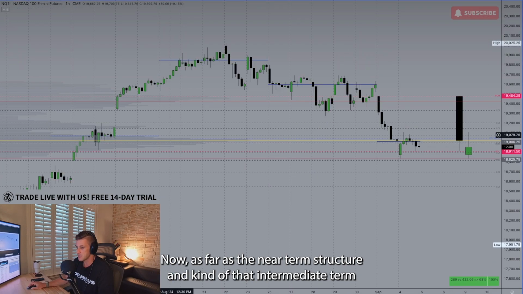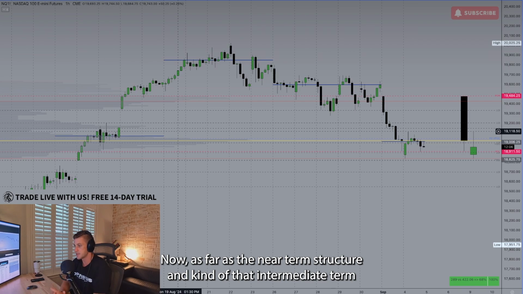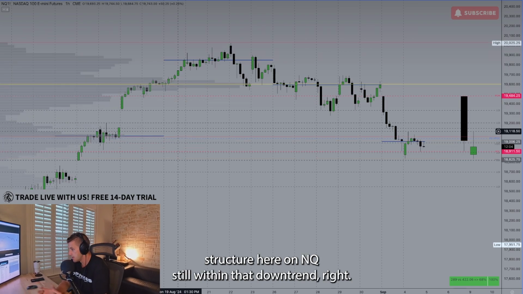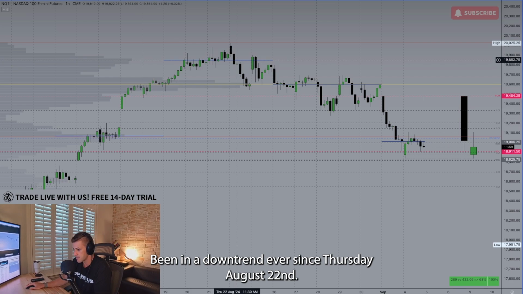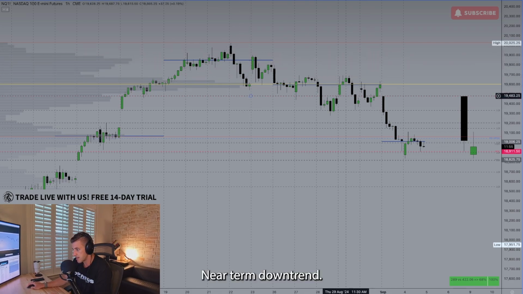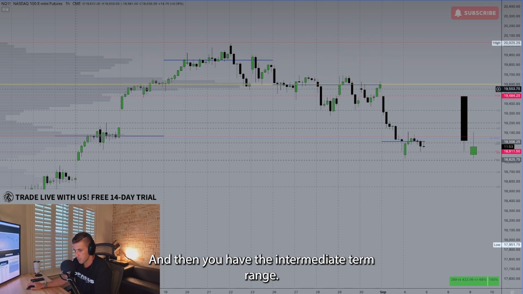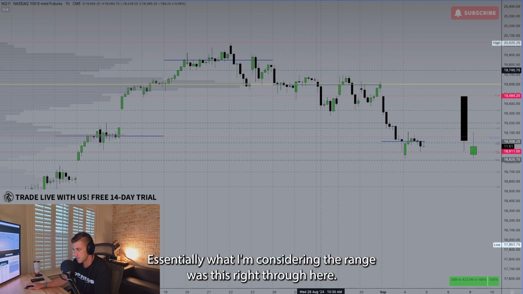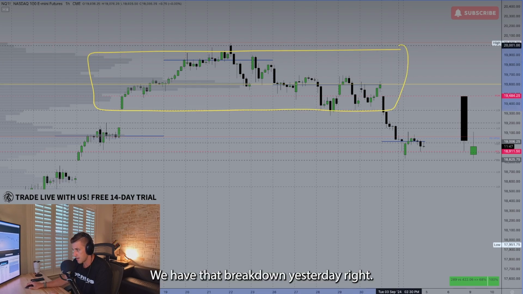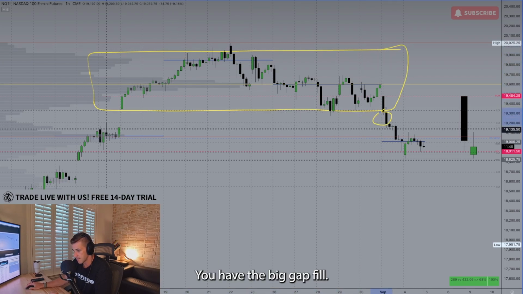Now, as far as the near-term structure and that intermediate term structure here on NQ, still within that downtrend, right? Been in a downtrend ever since Thursday, August 22nd, near-term downtrend, and then you have the intermediate term range. Essentially, what I'm considering the range was this right through here. We have that breakdown yesterday, right? You have the big gap fill. Note the unfilled gap right through here.